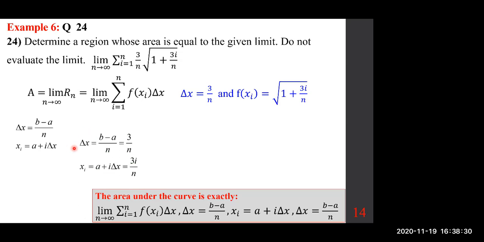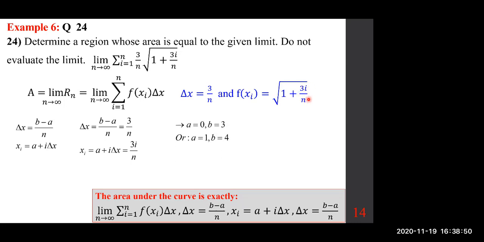So let's just make sure we understand that we have, in essence, two equations, two unknowns. And this is x of i, 1 plus, this seems to be x of i. And so if you choose a to be 0, b becomes 3. If you choose a to be 1, b becomes 4, just as an example. And look at one simple example. If you go with delta x being 3 over n, x of i is 0 plus i delta x, i times 3 over n, and that's exactly what you have here.